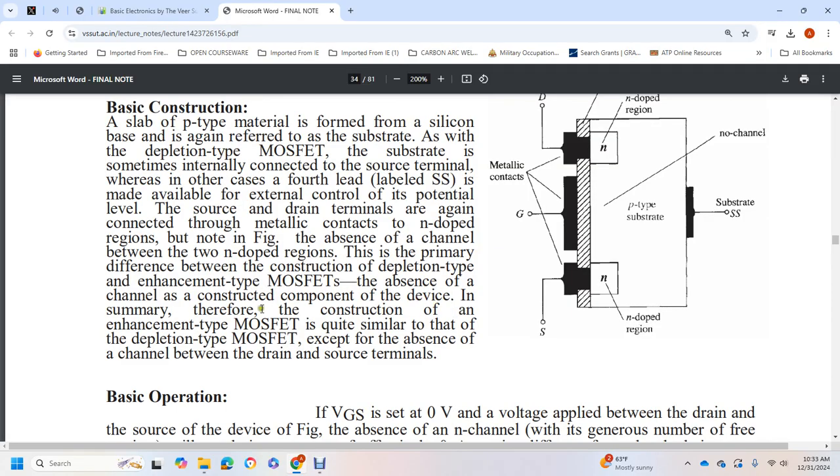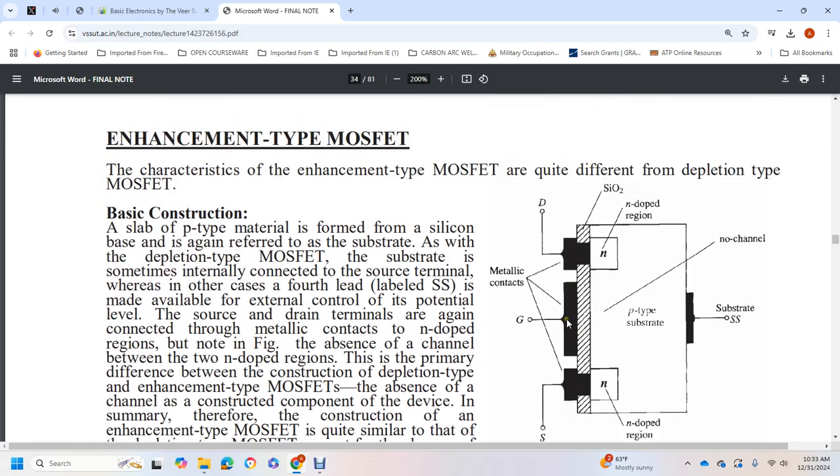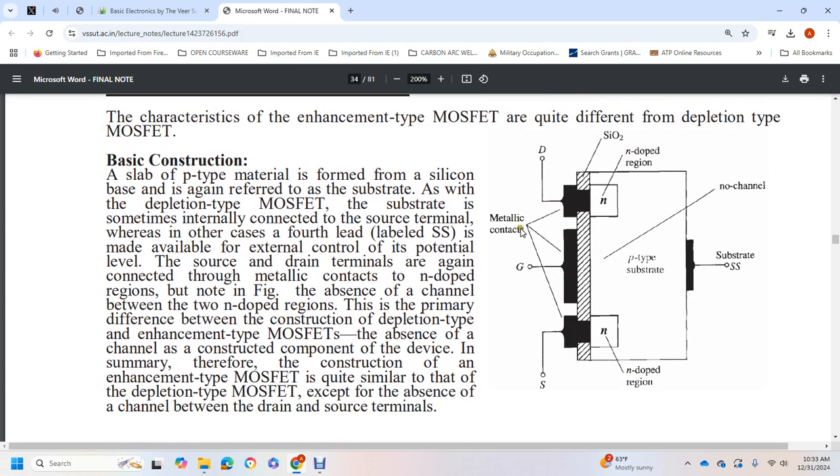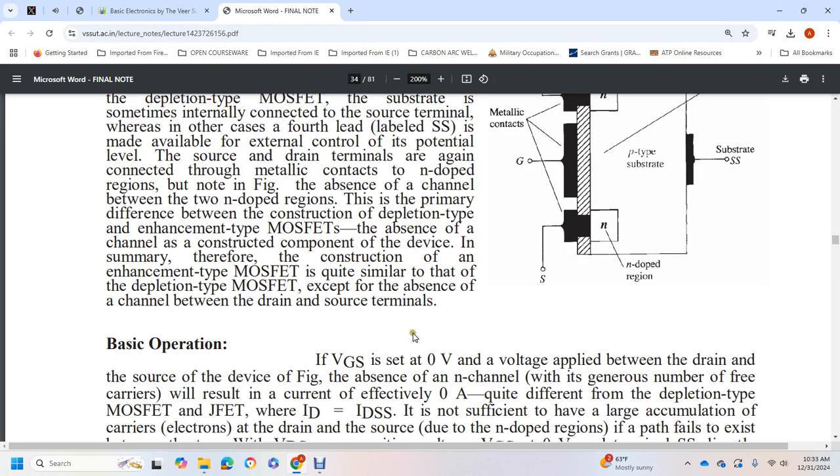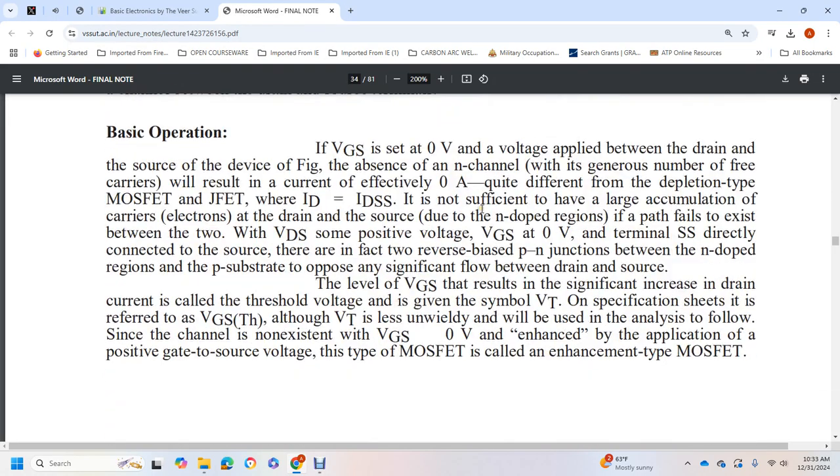In summary, the construction of the enhancement type metal oxide field effect transistor is quite similar to that of the depletion type, except for the absence of a channel between the drain and source terminals. So we have the metal contacts, negative doped regions, no channel, positive type substrate, source and drain, and gate. For basic operation, the voltage gate source is set to 0 volts with a voltage supply between the drain and the source of the device.